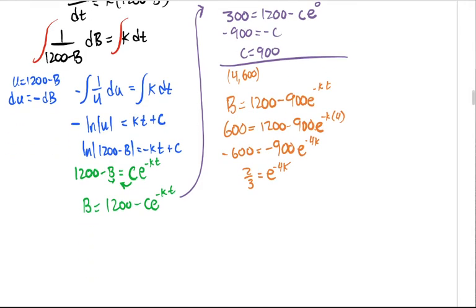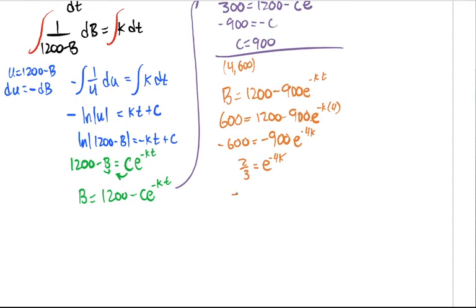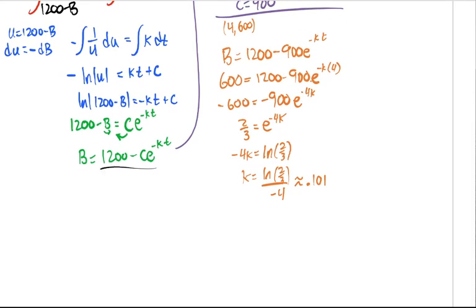We are stuck in exponential form, so let's switch to log form. So negative 4k equals a ln of 2/3. So k is going to equal ln 2/3 divided by negative 4, which is approximately 0.101. So when I go to write my final equation here, I'm just rewriting this b equation basically. So I have 1200 minus 900 e to the negative, because the formula has a negative there, 0.101 t.